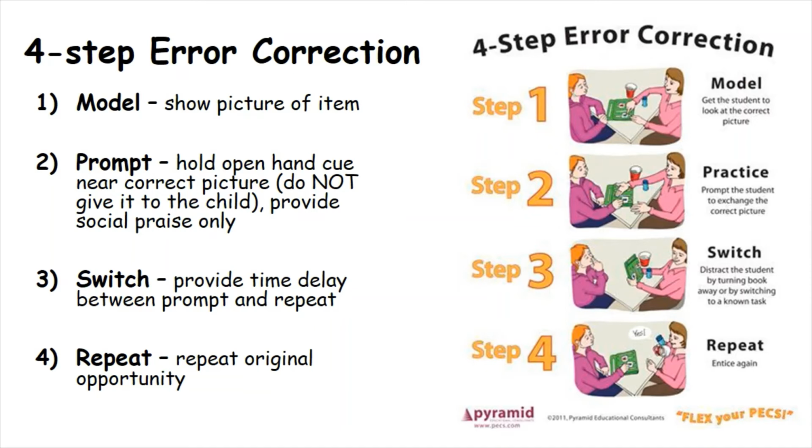And when they hand it over, you say, yes, well done, but you don't give them the object, because they still actually haven't got it right. You would provide a time delay between the prompt and the repeat by doing a switch, so turn over the book, distract them, maybe do head, shoulders, knees and toes, or some other activity, run up and down on the spot, hokey cokey, whatever they are motivated by is absolutely fine. And then you repeat and try again. PECS suggests that you can do this as many times as your child will tolerate it.